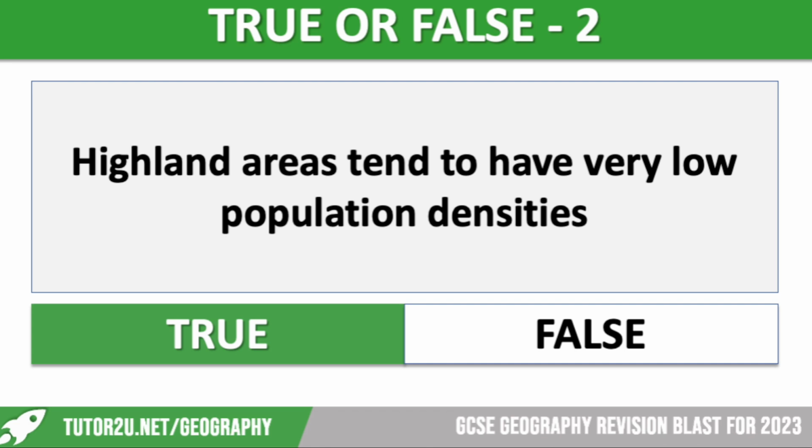Number 2, highland areas tend to have very low population densities. Is this true or false?